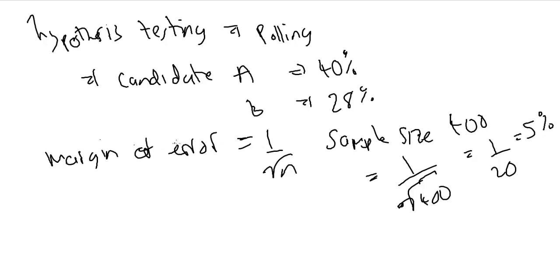So if our margin of error is 5%, then when we report what our poll results are, we're not just going to say candidate A has a popularity of 40%. We'll add plus or minus 5%. Plus or minus 5%.